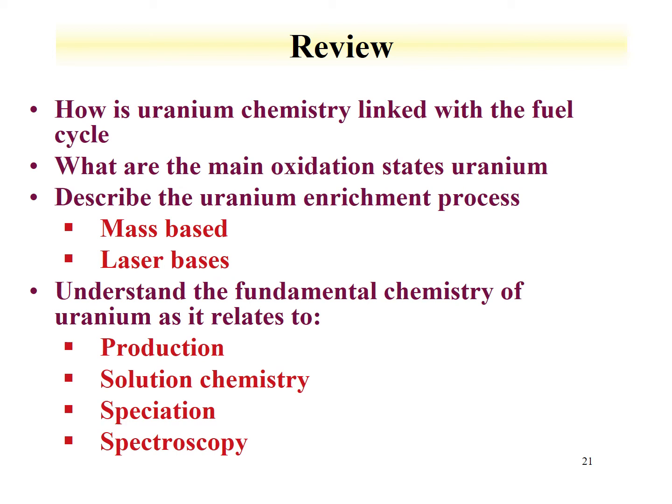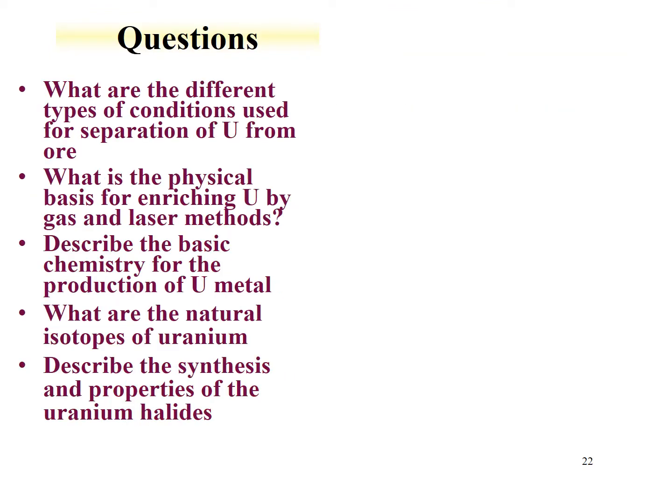You should also understand some of the fundamental chemistry of uranium as it relates to the production of uranium from ore, so that's again separations, solution chemistry dominated by the uranyl species. Important ligands in the environment could be hydroxides and carbonates. Speciation of uranium, a key component in solution chemistry production in terms of separations. And uranium spectroscopy. There's UV visible spectroscopy and laser-based fluorescence spectroscopy. Some questions that you should be able to answer based upon the 2 lectures are listed here.